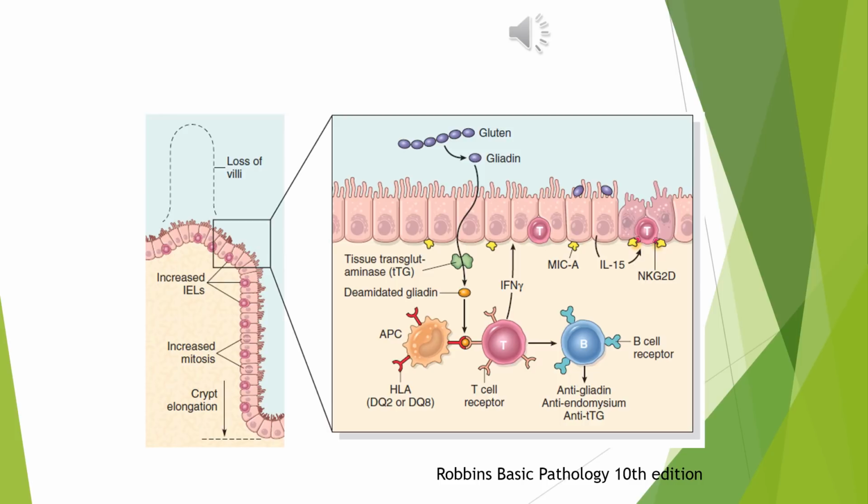When the gliadin binds to the HLA-DQ2 or DQ8 on the surface of the antigen-presenting cells, there will be a lymphocytic reaction predominated by CD4 positive T helper cells. These activated T cells will release cytokines, and these cytokines will aid in the damage exerted on the epithelial cells, and will lead to attraction of lymphocytes, mainly CD8 positive cytotoxic T lymphocytes, to the epithelial cells.